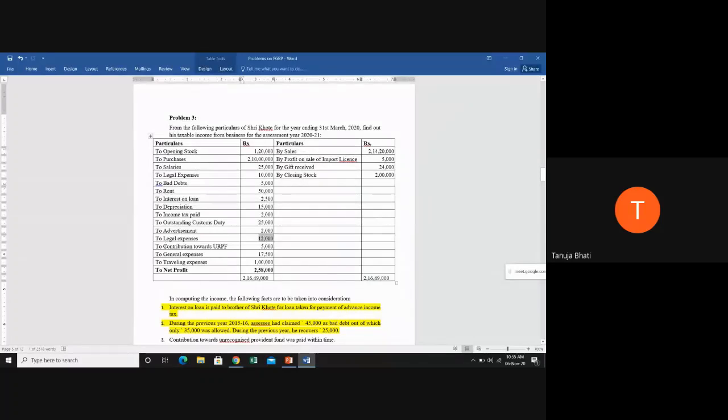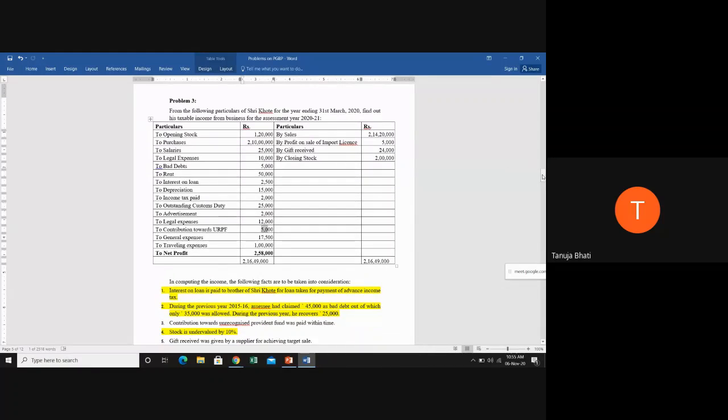Next, contribution towards unrecognized provident fund, 5,000. Now tell me, students, whenever any assessee is contributing to an unrecognized provident fund, will he get the benefit of it? This provident fund is not recognized at all. So can he claim a deduction of it? So the answer is no, because it is unrecognized. Let's also see what the additional information is.